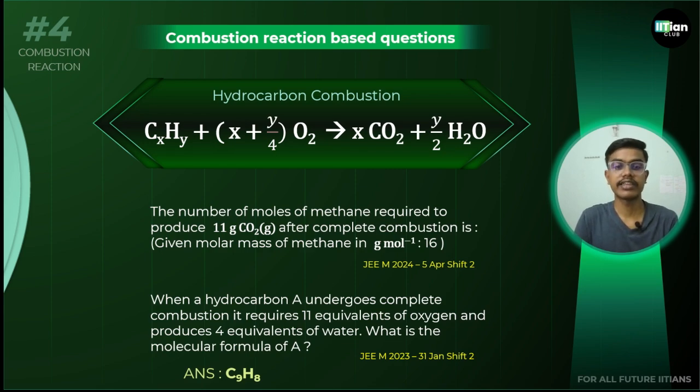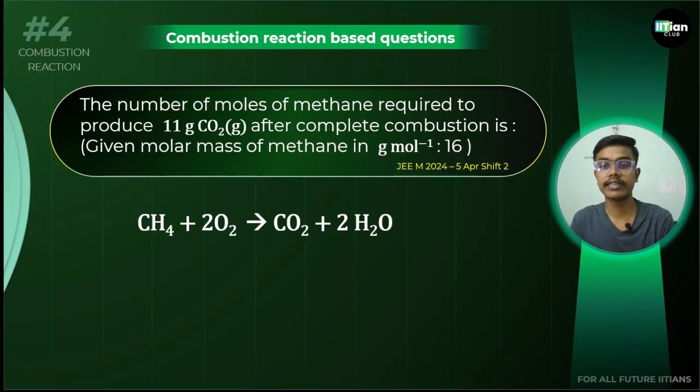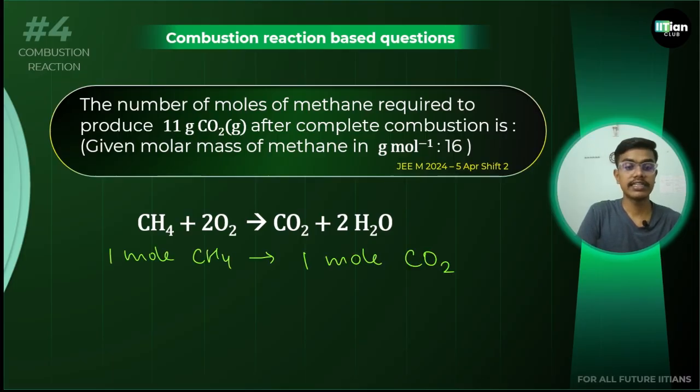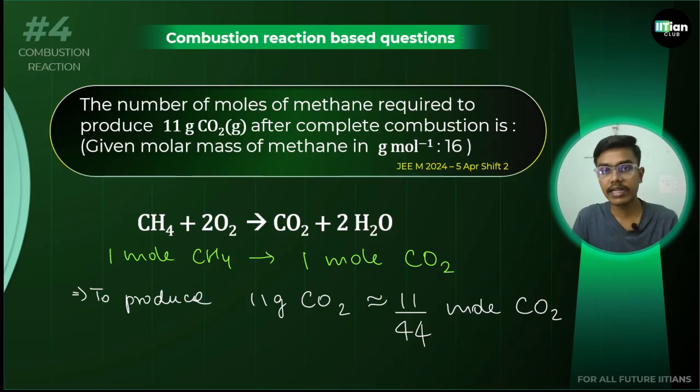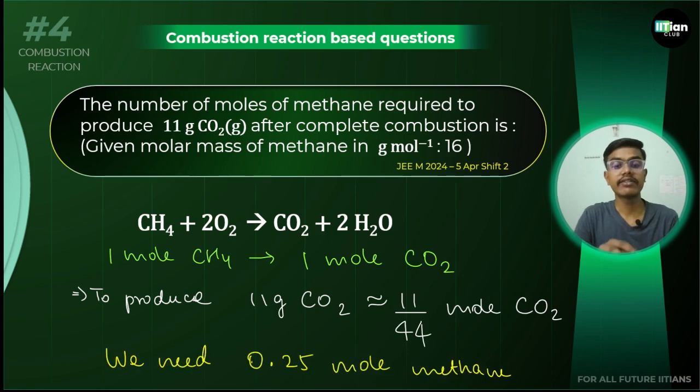and you can see the questions over here. We'll solve one question. The number of moles of methane required to produce 11 grams of CO2 after combustion. So here we have a combustion reaction, and you can see that 1 mole of CH4, that is methane, is giving you 1 mole of carbon dioxide. And they are giving us that we have to produce 11 grams of carbon dioxide. To produce 11 grams of carbon dioxide, that is 11 divided by 44 moles of carbon dioxide, you can see that we need 11 divided by 44 moles of methane, that is 0.25 moles of methane.